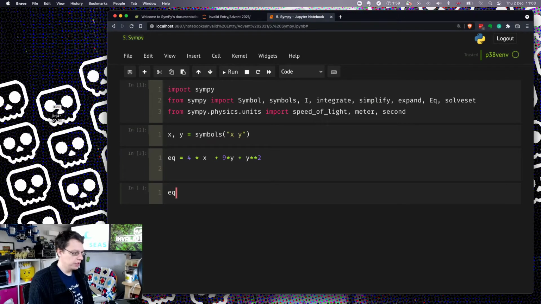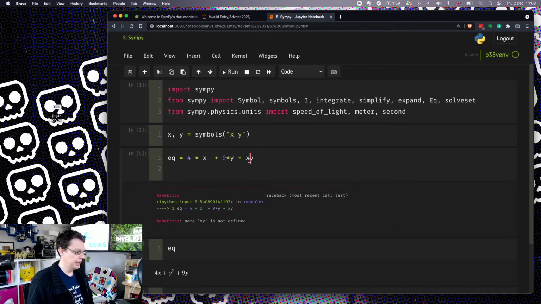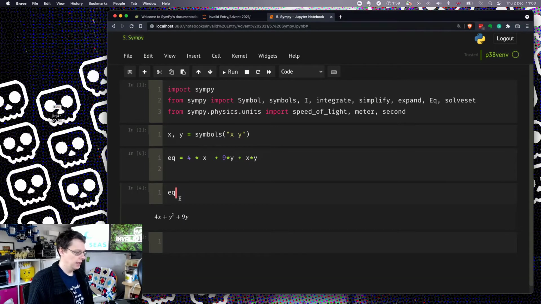And then what you can do is you can then print it out. And what you get is this really nice output, and notice it might actually reorder your expression for you. In fact, I'm going to change this to x times y. There's a reason for that. And you start ending up with things like this.